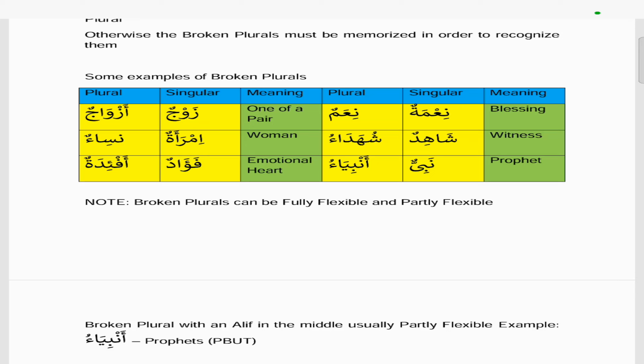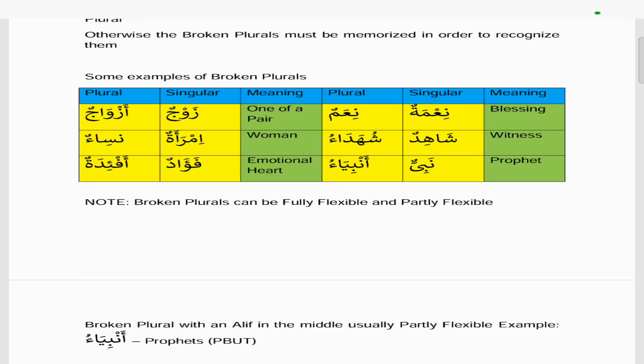So zawjun, and then azwajun would be the plural version. And then imra'atun is the woman, but nisa'un is the plural version, women. And fa'adun is the emotional heart, and af'idatun is the plural version, emotional hearts. And then on the right side you have ni'matun, which is a singular blessing, and ni'amun, which is a plural meaning blessings.